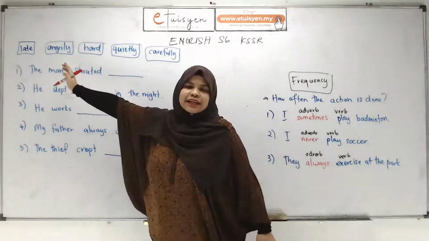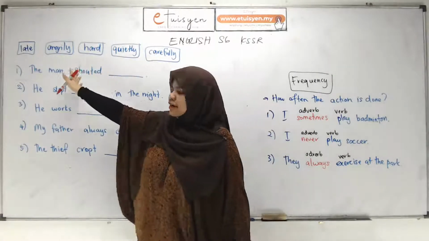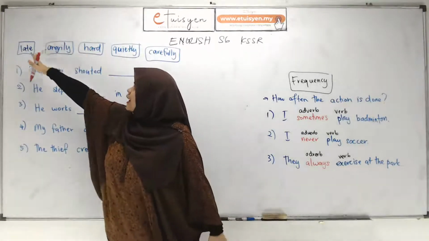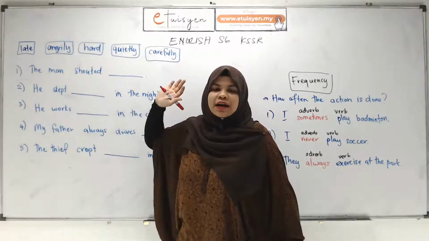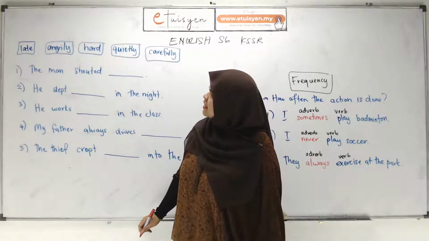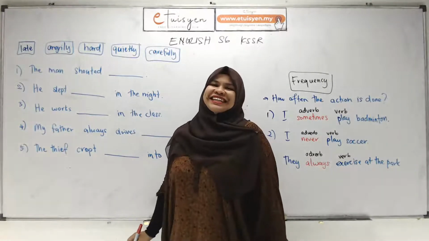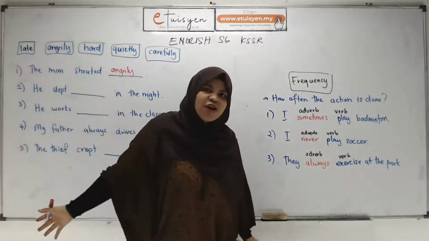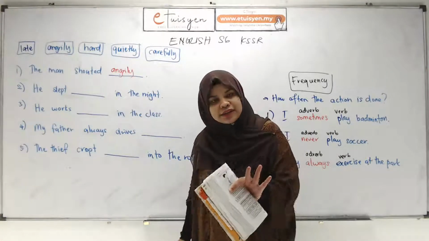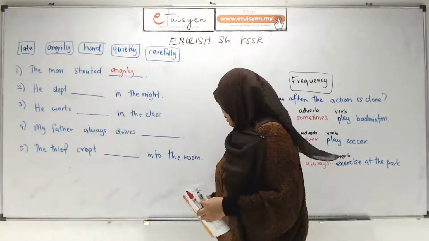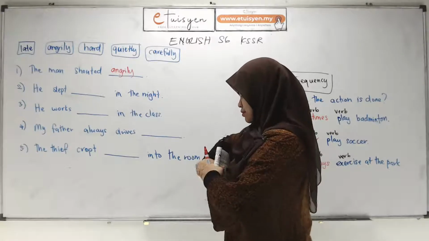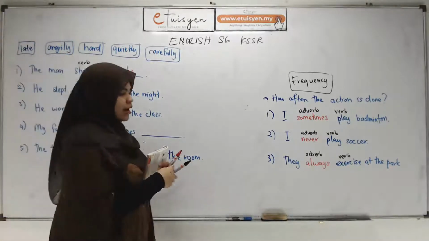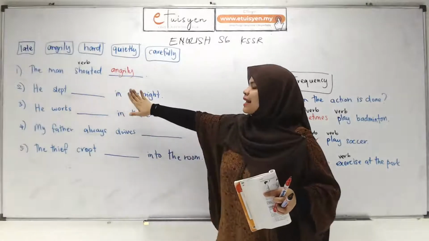Alright, so number 1, the man shouted blank. Okay, so here, lelaki ni menjerit. Menjerit apa dia? So antara ni, late, angrily, hard, quietly or carefully. Cash, angrily. Yes, shouted angrily. Well done. When we shout, angrily is one of the ways that you can describe how the action has been done. So what we fill in is the adverb, right? And this is your verb.